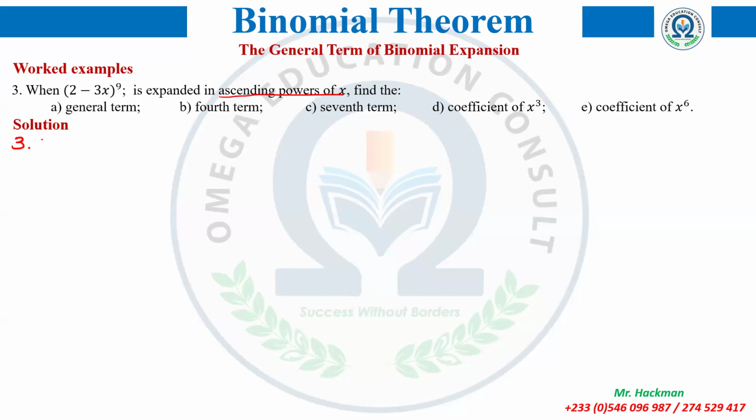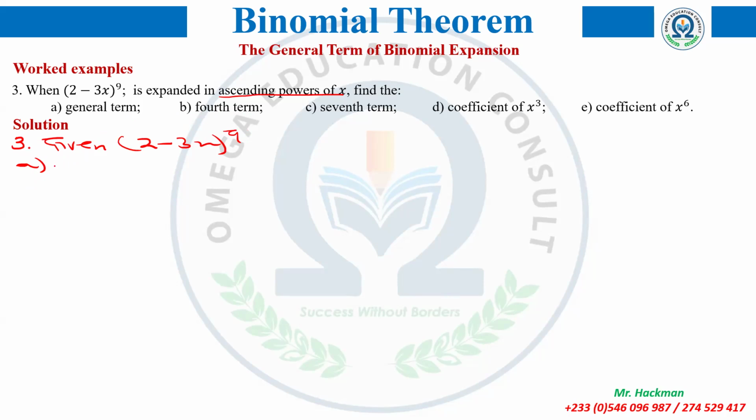So what do we have given? And here I want you to listen carefully. (2 minus 3x) all to the power 9. Again, what do we have? Even if you were not asked to find a general term and you are asked to find the fourth term, you cannot get the fourth term without getting the general term. Is that clear? Yes, sir. You cannot get a particular term.